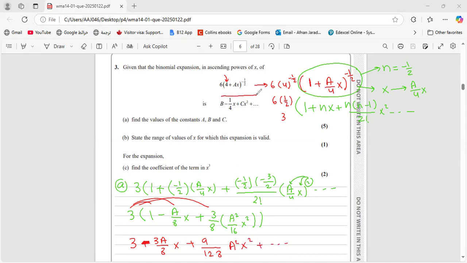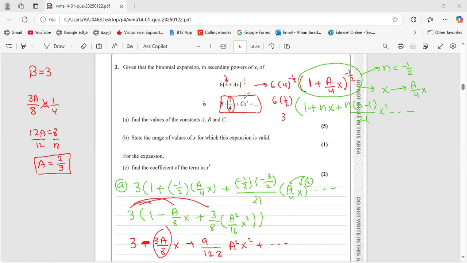Now look at this one and equate coefficients. So b, which is 3, so b equals 3. What about a? Look here. It's negative, also this one negative, so take half. The coefficient of x equals the coefficient of x here. So 3a over 8 must equal 1 over 4. Cross product, 12a equals 8, divided by 12. a equals 2 over 3 in simplest form.